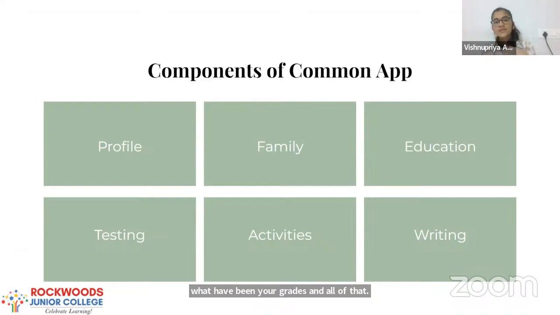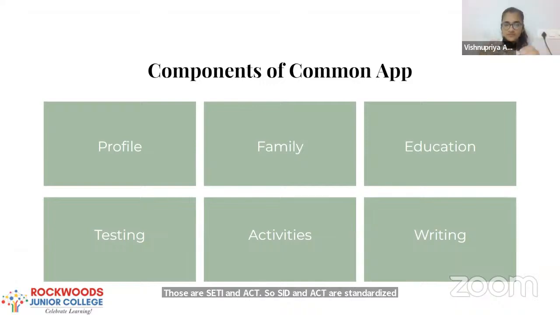Then moving on to testing, there are certain tests conducted for scholarships, and also in general to understand if the child is capable or not. Those are SAT and ACT. SAT and ACT are standardized tests in the US which students take and get scores. Until recently it was compulsory for universities to get a student's standardized test scores, but because of COVID and after COVID, most universities have gone test optional.